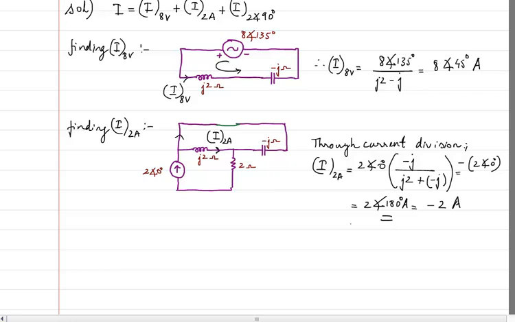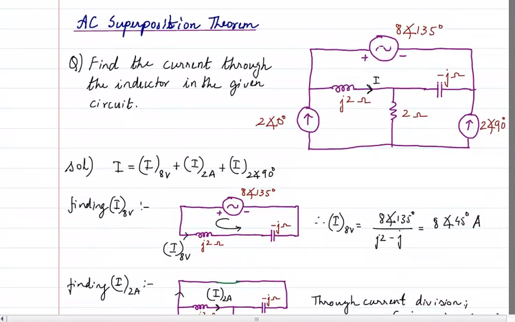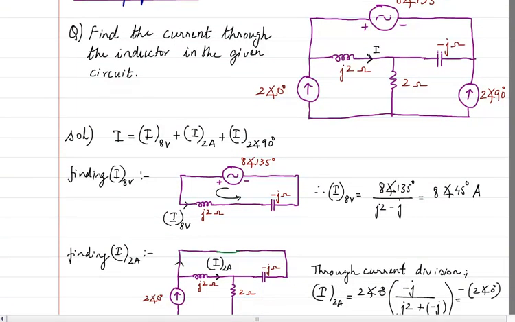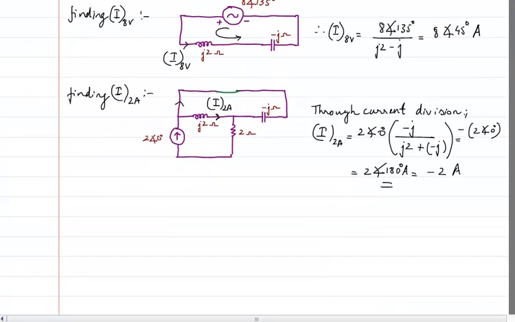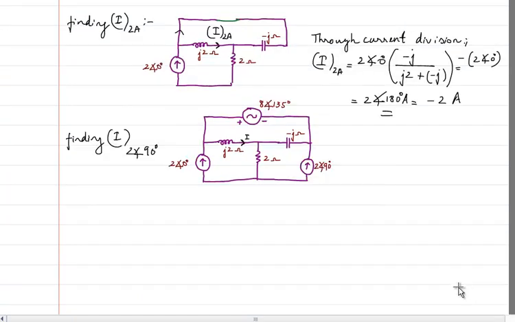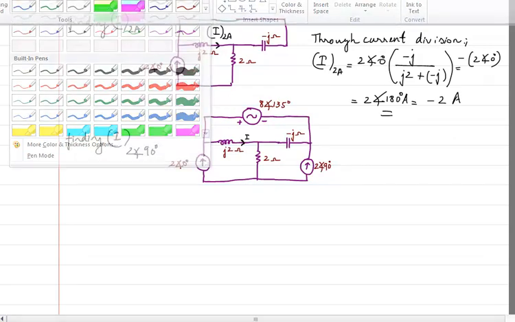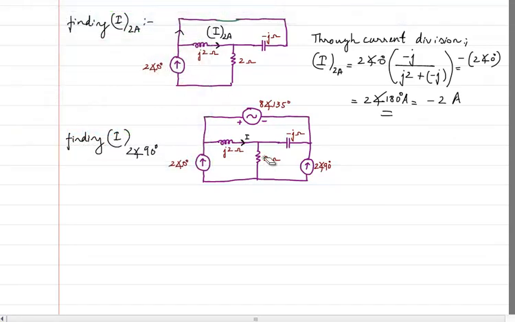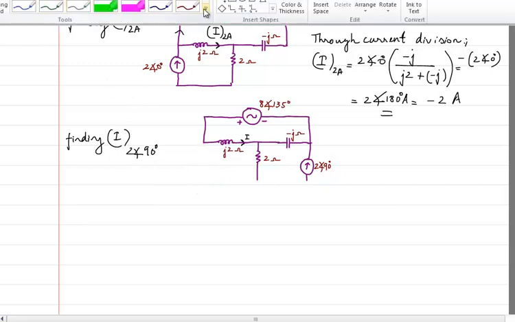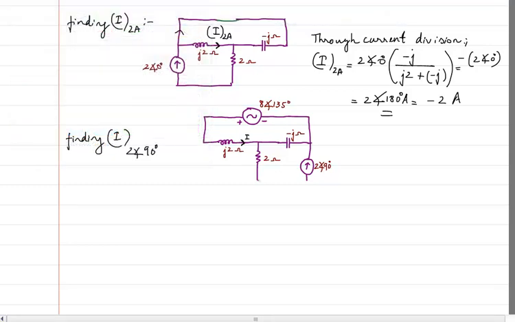Next, the last part is that I have to find out the current due to the third source. So let me redraw the circuit. After having drawn that, the first thing I have to do is take out the other sources. Since I am going to consider 2 angle 90, this one has to be taken off, so that becomes an open circuit. Let me draw the remaining part. So this will remain.